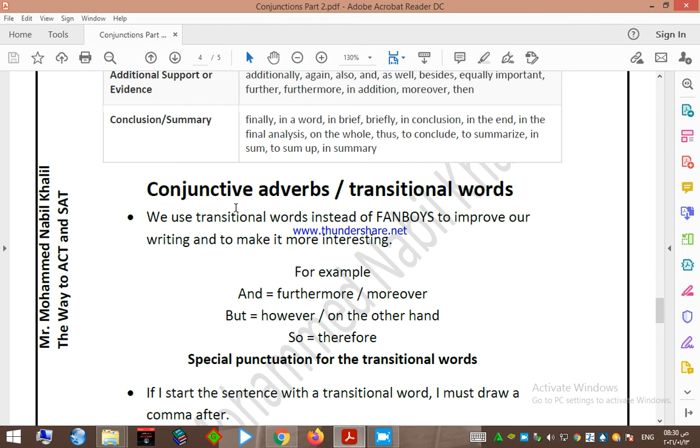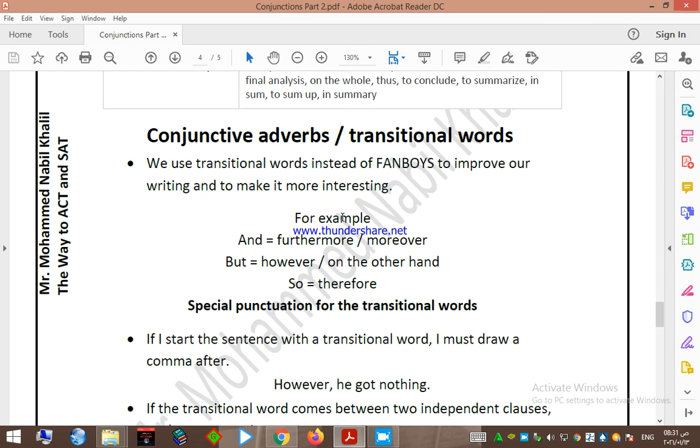Conjunctive adverbs and transitional words: we use transitional words instead of FANBOYS if we'd like to improve our writing and make it more interesting. So at an advanced level in writing, try to avoid using a lot of FANBOYS and use transitional words instead. For example, instead of "and," we can use "furthermore," "moreover"; instead of "but," "however," "on the other hand"; instead of "so," "therefore," and so on.